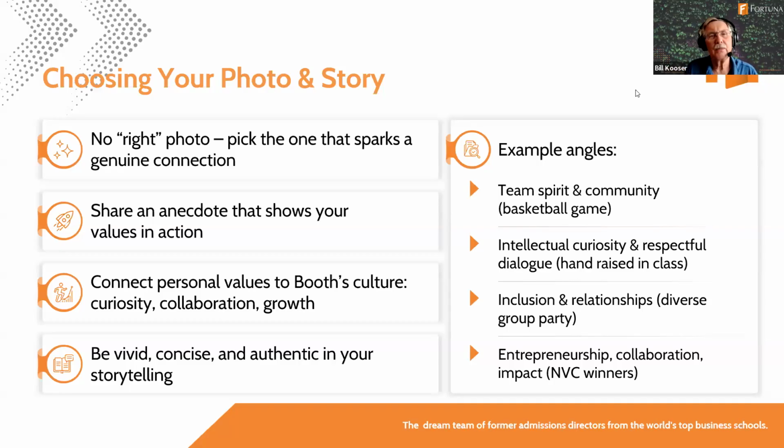The second one is in a classroom setting, someone raising a hand. It might be about intellectual curiosity. Dialogue might be the classroom culture and environment at Booth that resonates with you. The third one is a group of people, which could be inclusion. It could be building good friendships. Again, how you interpret these is largely up to you.